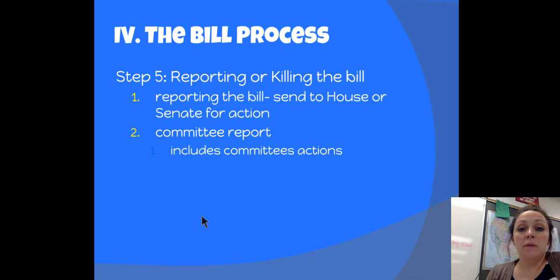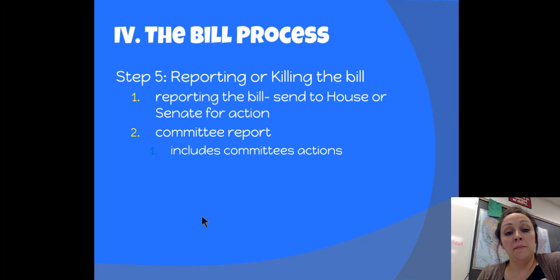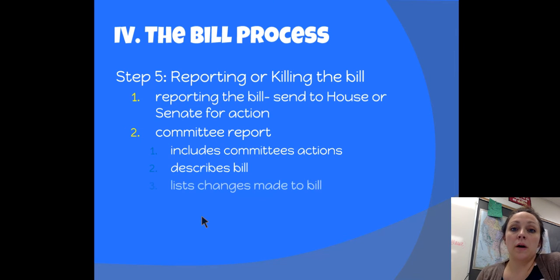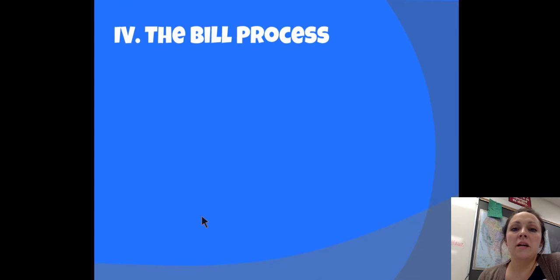In addition to the bill itself, the committees attach what's called a committee report, and that includes everything that the committee did. It would provide the minutes of the committee hearings. It would describe the bill in detail. It would list any changes that were made to the bill. It also gives the opinion of the committee on that bill.